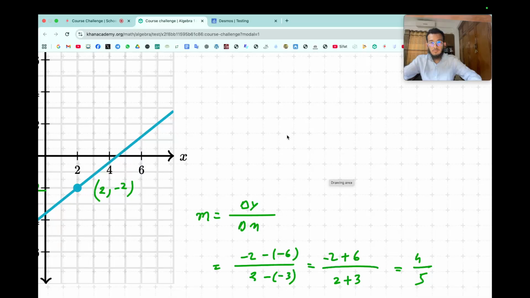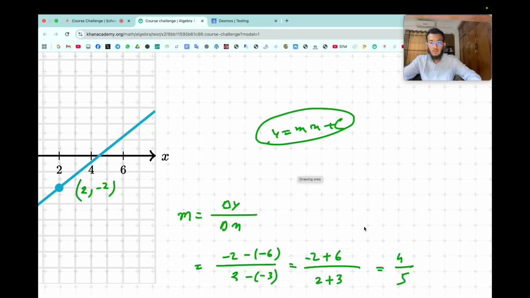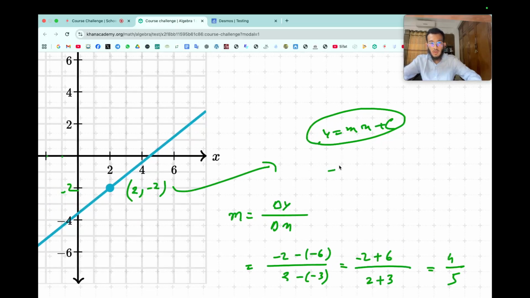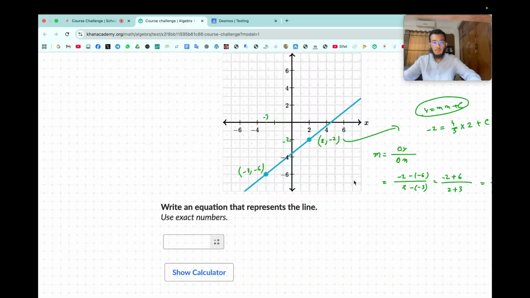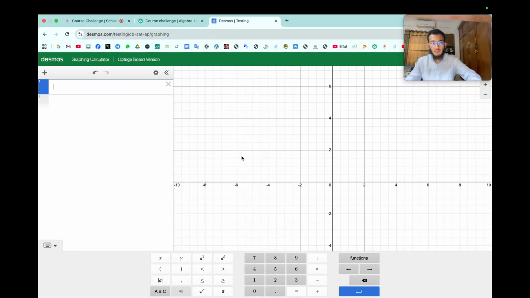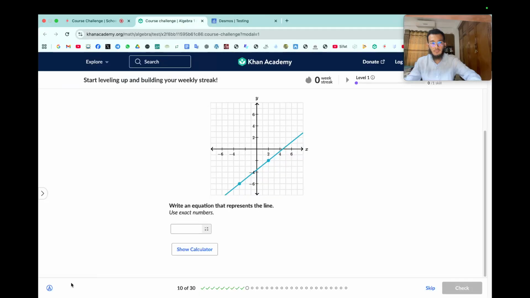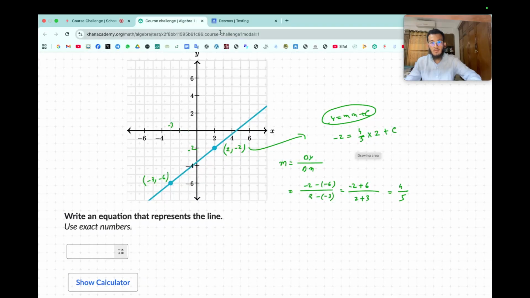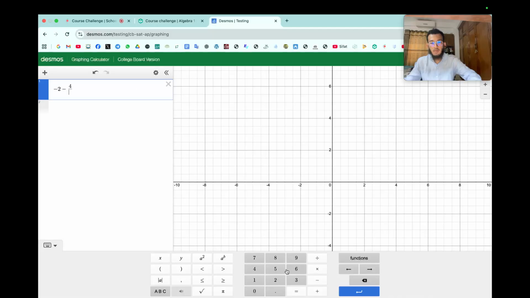So we know that y equals mx plus c is the standard linear equation format. We have the slope, which is 4 upon 5. So we can plug in one value here. For y, we have negative 2 equals m, which is 4 upon 5, times x, which is 2, and then plus c. So from here, we can find c. So we have a calculator. I prefer Desmos. Negative 2, and then we have negative 4 by 5 times 2.